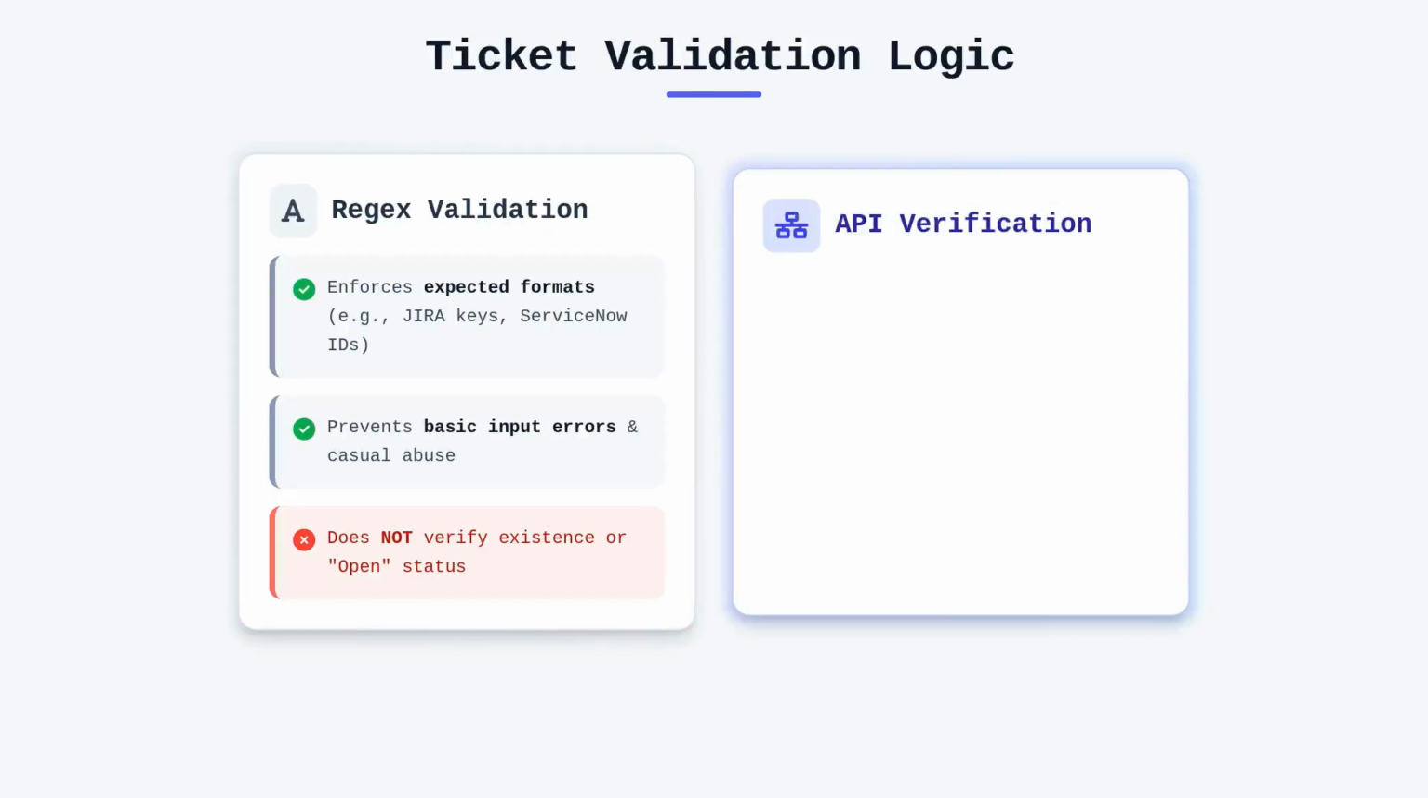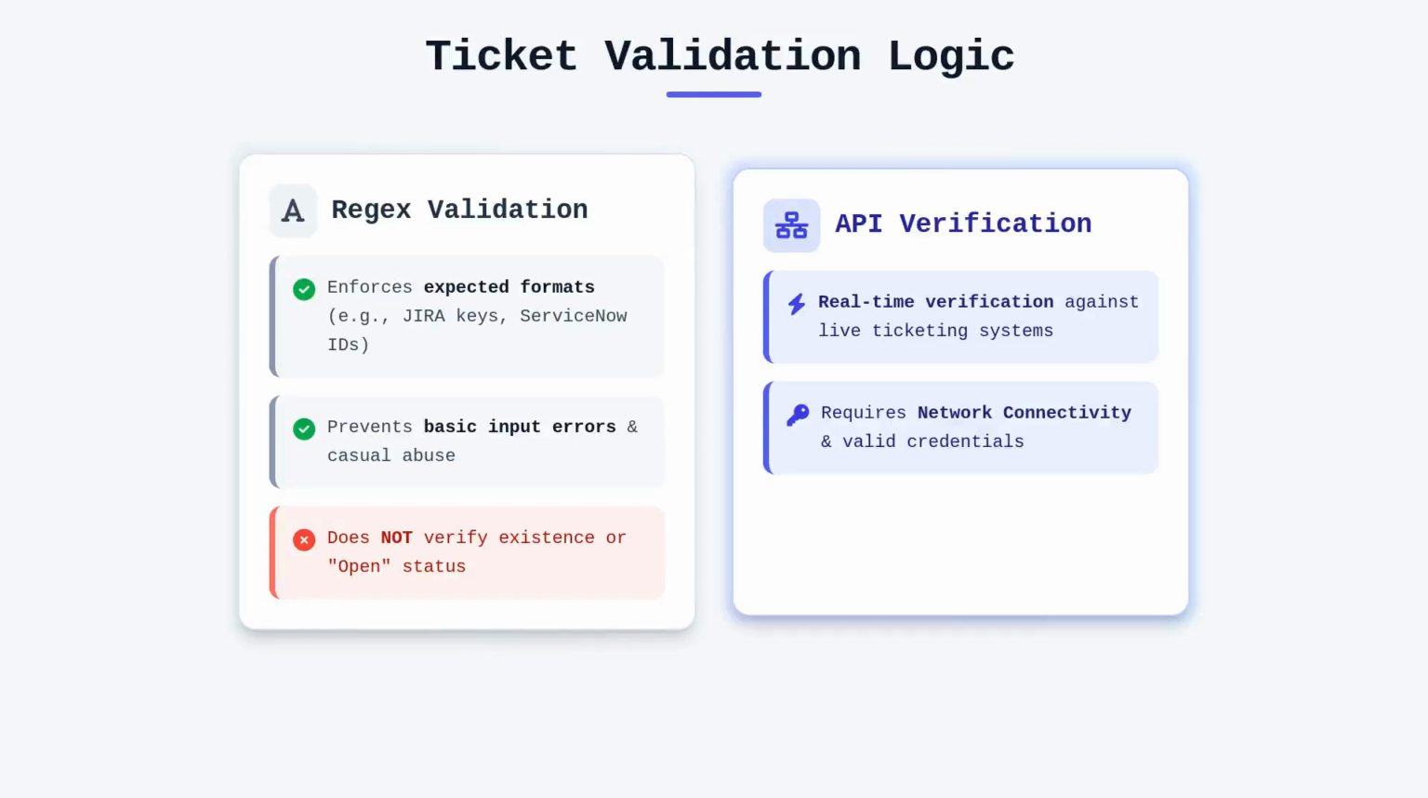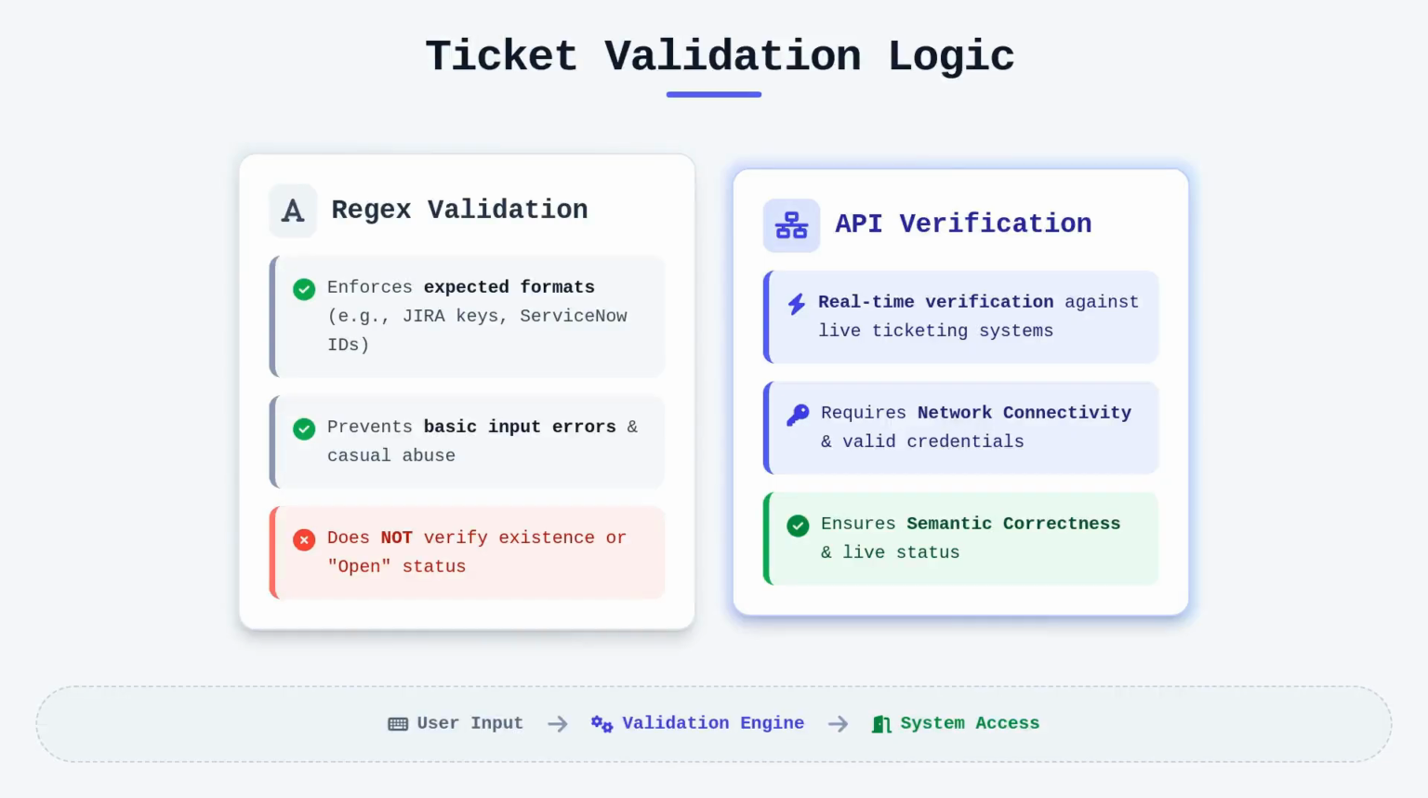For a more robust implementation, you might configure the system to perform real-time verification against the ticketing system's API. This approach requires that the PVWA has clear network connectivity to the ticketing server and the appropriate credentials to query the service for status updates. When configured this way, the user input is validated not just for syntax, but for semantic correctness against your live ecosystem.